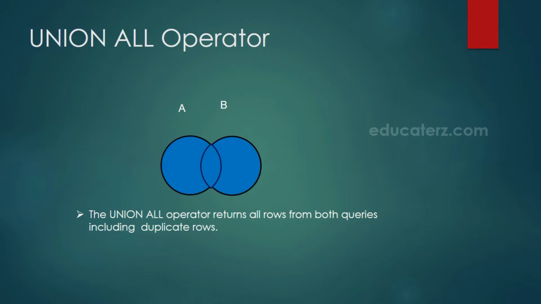Union all operator. Say we have two sets A and B. A is one query and B is another query. A union all B returns all rows from both queries including duplicate rows. Look at this diagram, the diagram represents including both the duplicates.